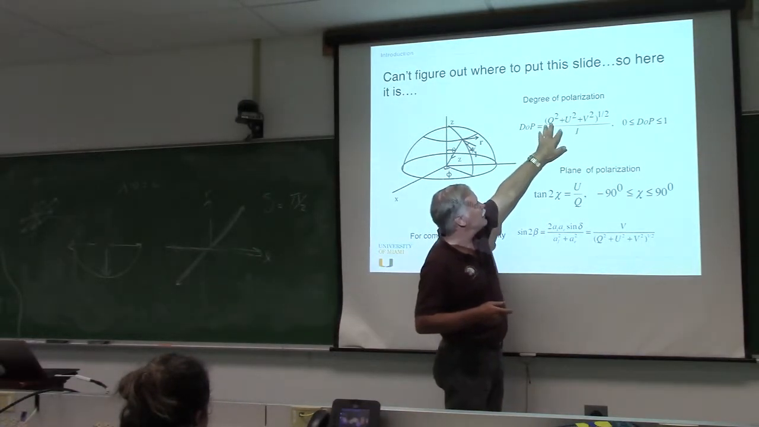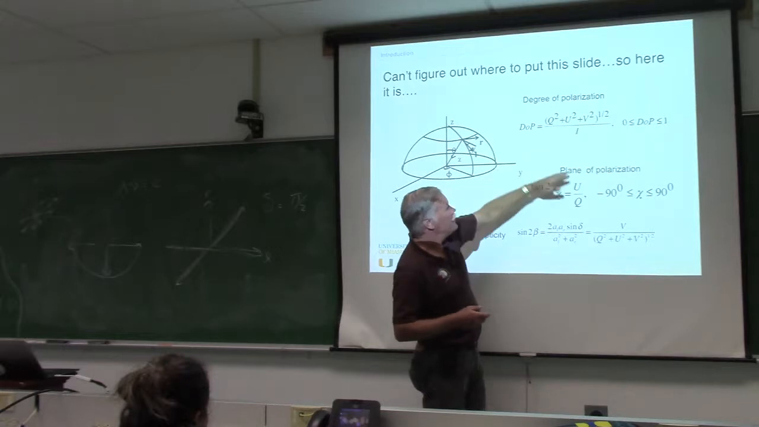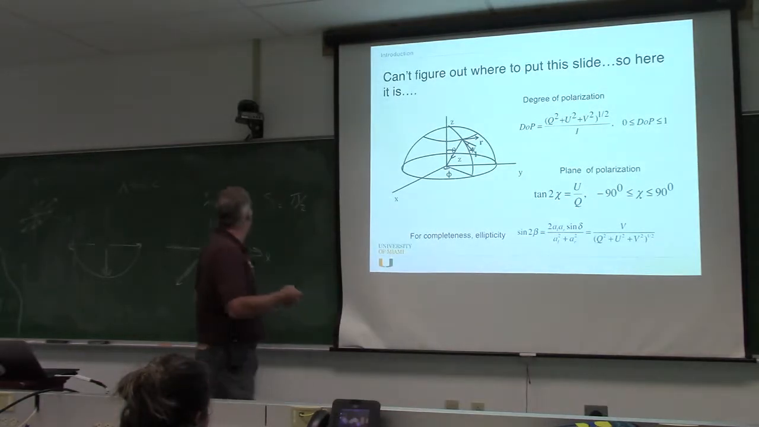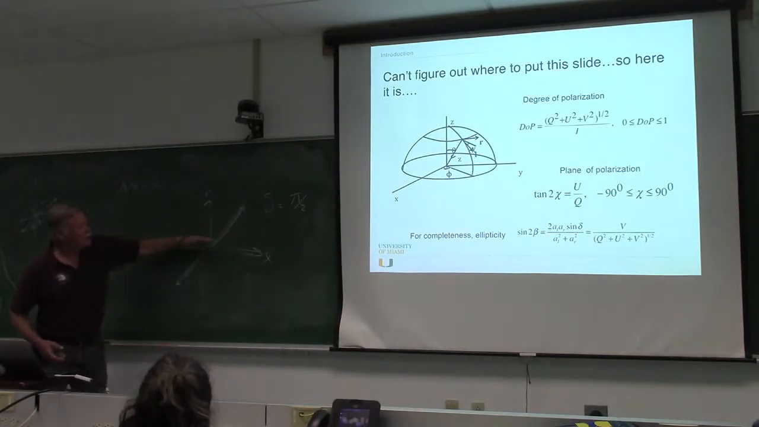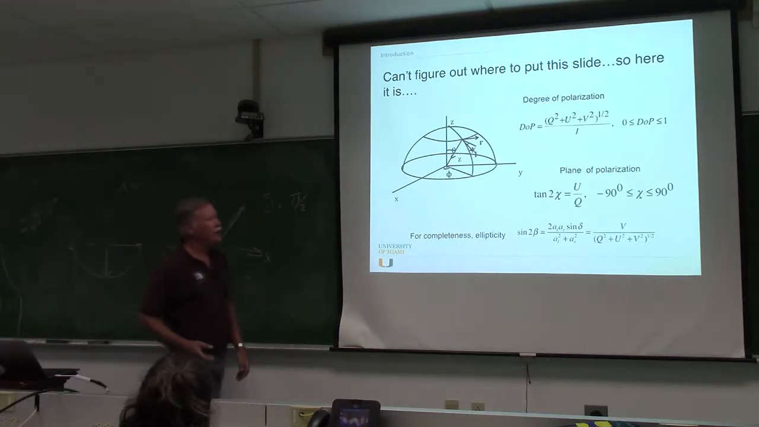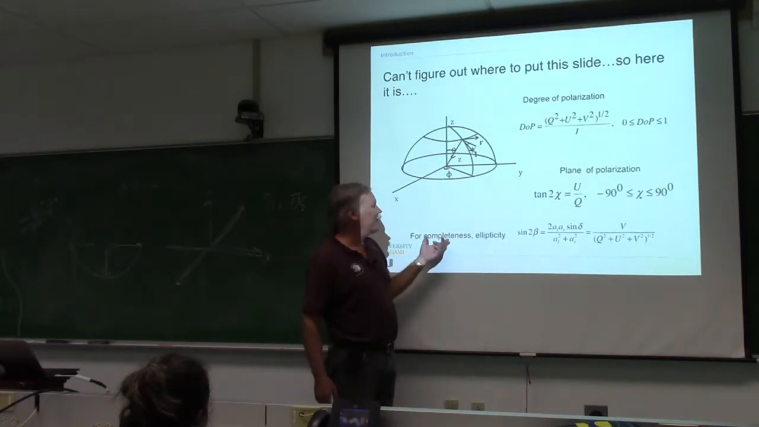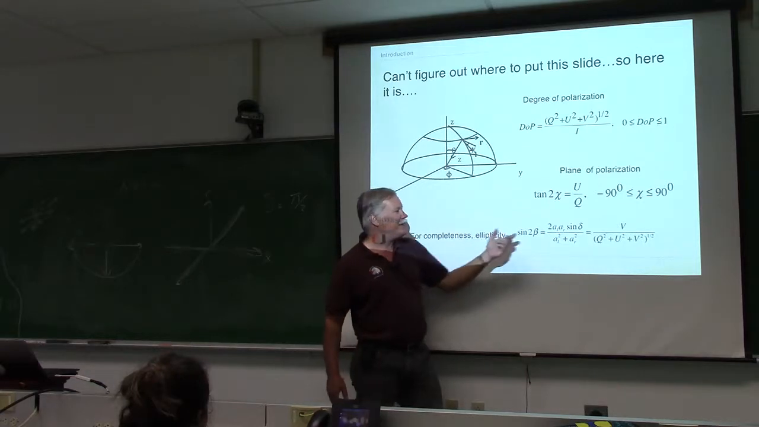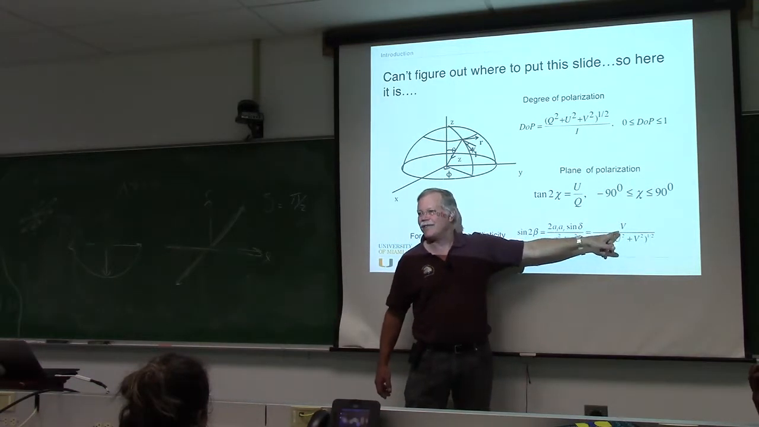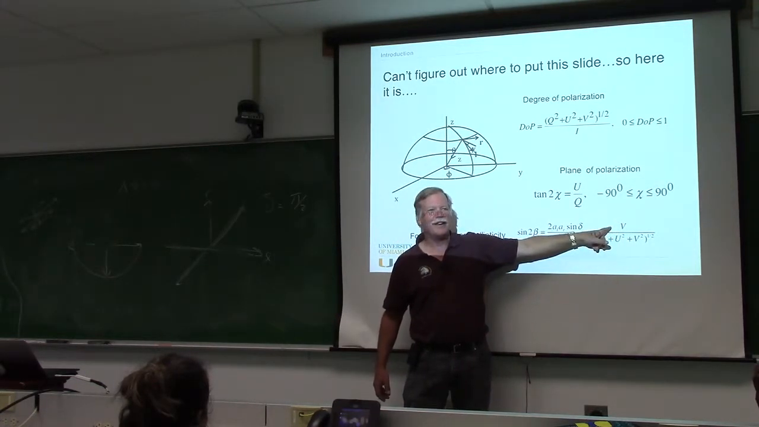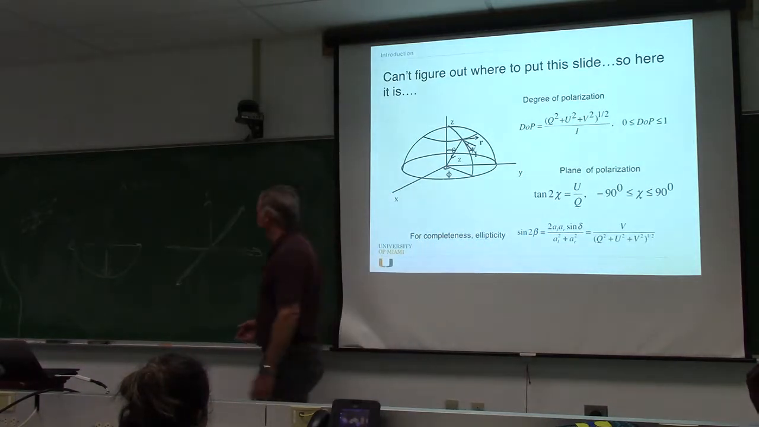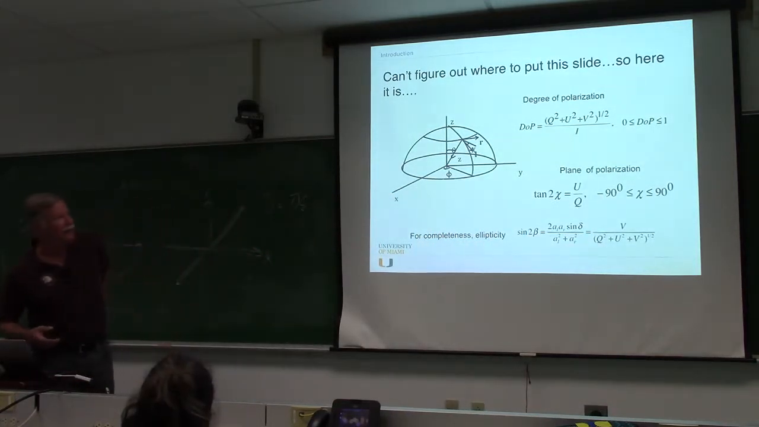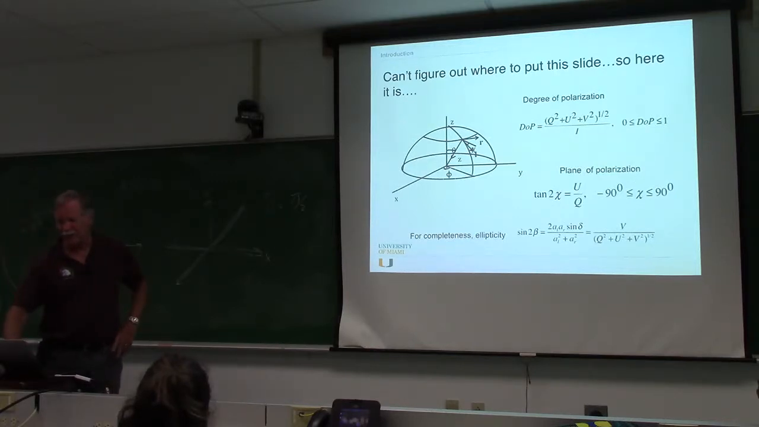So usually you can just consider linear polarization. The plane of polarization, chi, is basically telling you, if it's linear polarization, where the polarization is occurring. And just for completeness, I'm not really going to talk about it, but the ellipticity tells you how much circular polarization you have. Okay? So those are some terms. I don't think I talk about ellipticity at all, but I do degree of polarization and plane of polarization.